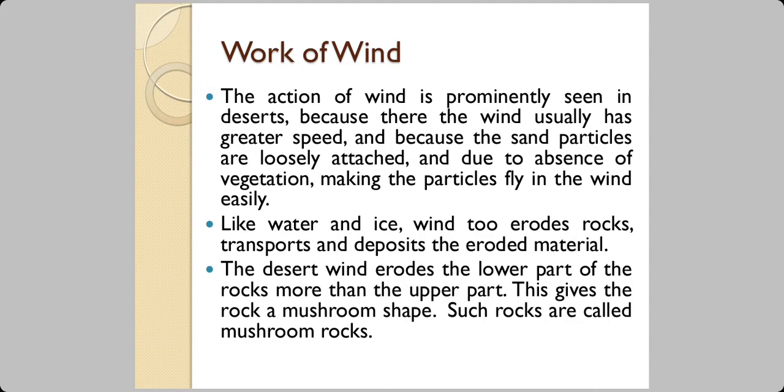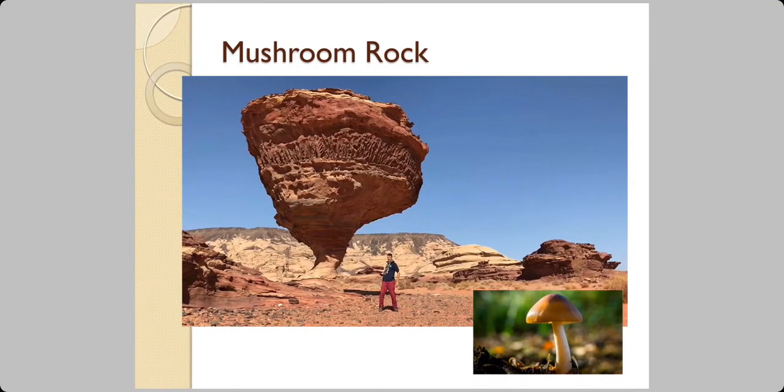Sand particles are loosely attached, and this is of course also due to the absence of vegetation, and this makes the particles fly in the wind very easily. Like water and ice, wind also erodes rocks, transports and deposits the eroded material. The desert wind erodes the lower part of the rocks more than the upper part. This gives the rocks a mushroom shape. These rocks are called mushroom rock. Here's a picture of the mushroom rocks.